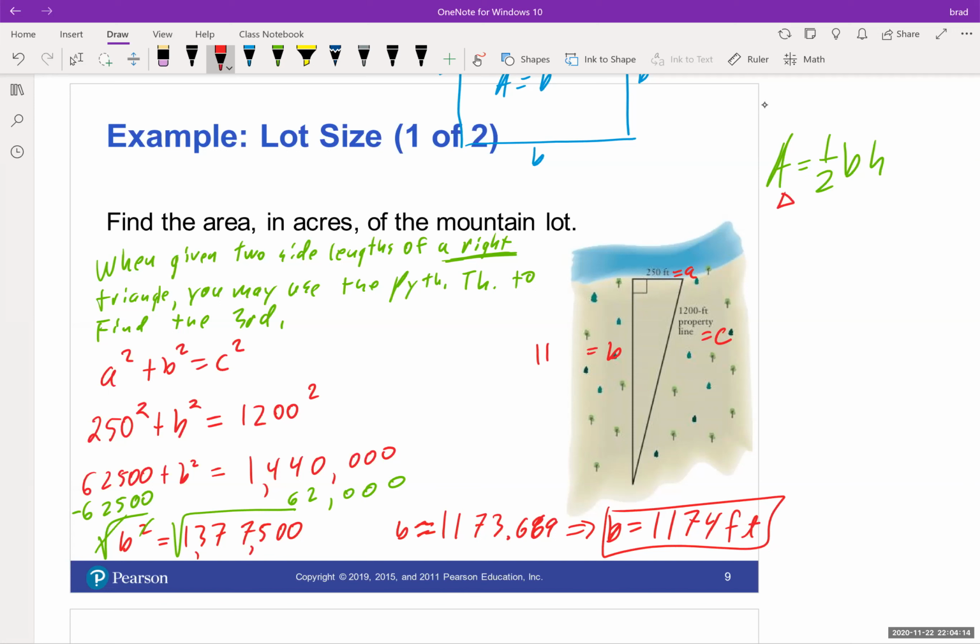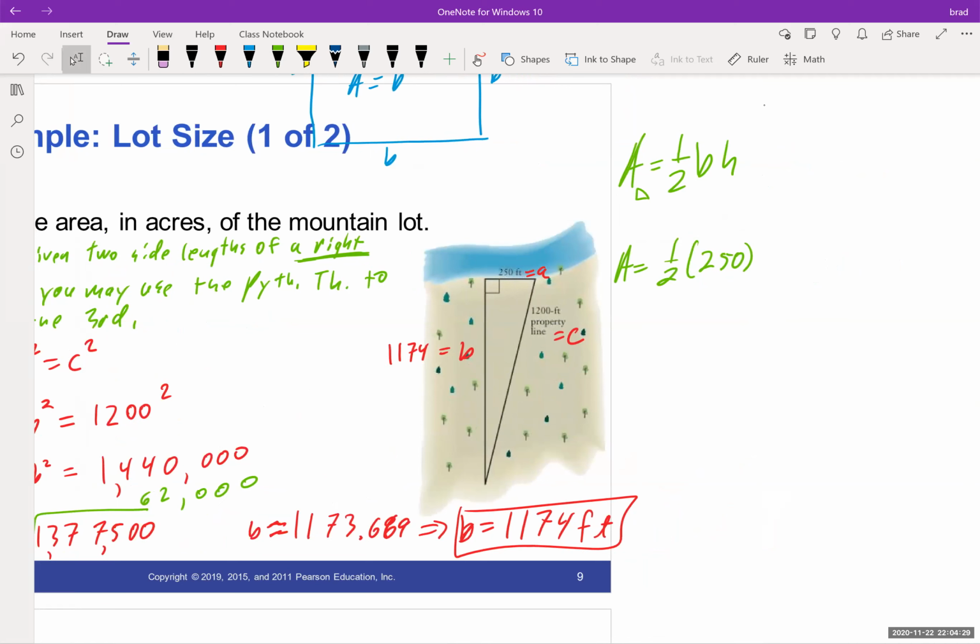So I now know that this is 1174. So now I can come over here and I can find the area of my triangle. Okay, so area equals 1/2 the base. Well, the base is 250. And the height is B. So that is 1,174. So let's see what we get here. So 0.5 times 250. And again, I'm just doing all this on my calculator, you guys. So hopefully you got your calculator with you. So this is 146,750. And this is feet squared because this is feet times feet.